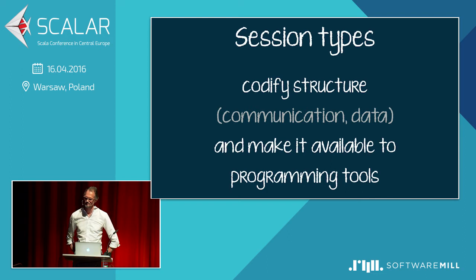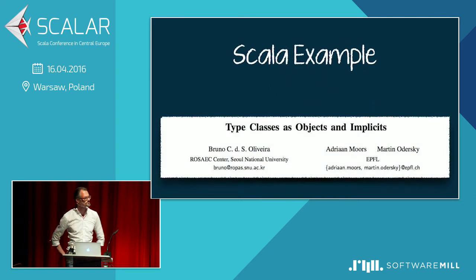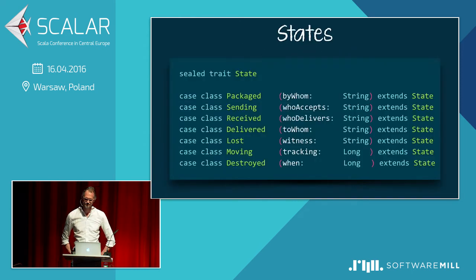It's very abstract, so I will just walk you through some simple code. To give credit, we actually took an example from this paper of Martin Andersky and others, and augmented it a little bit with a state analyzer. So first of all, we need to encode our states. We have a state, and a couple of states which are allowed for a parcel to have.